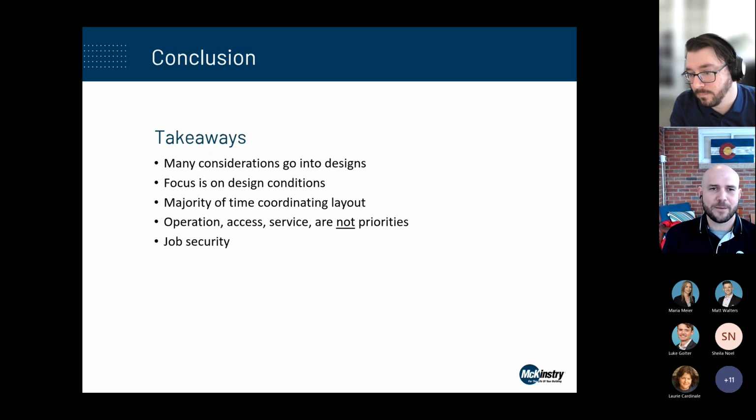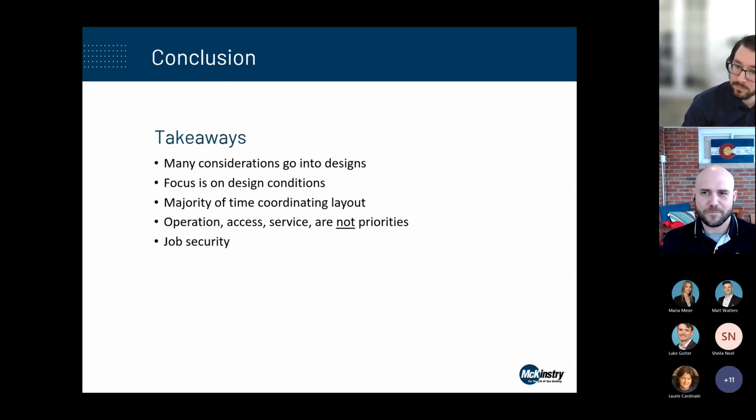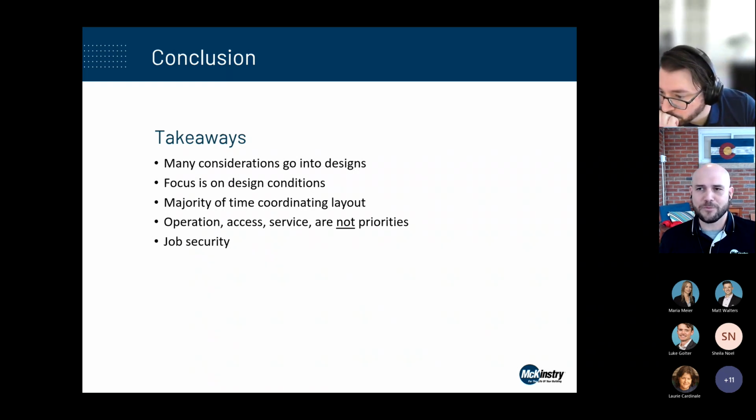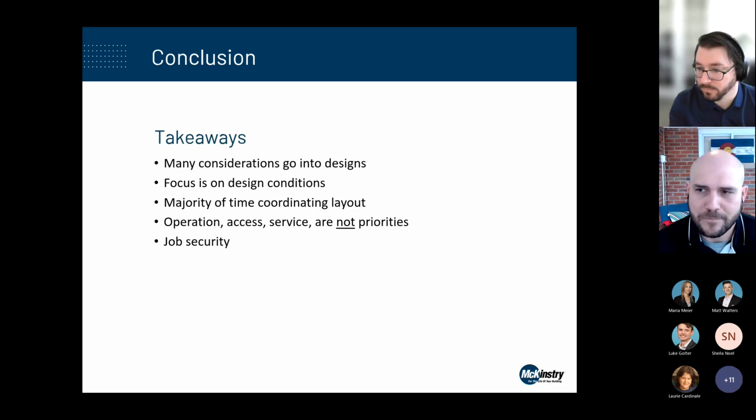You didn't hear a lot about operation, access, and service because they're not big priorities or considerations for the design engineer. To me, this means a lot of job security, because the overwhelming majority of buildings out there are messed up in a couple, if not a lot of ways. That just screams job security to me, as we could be part of the solution set to help improve the built environment.